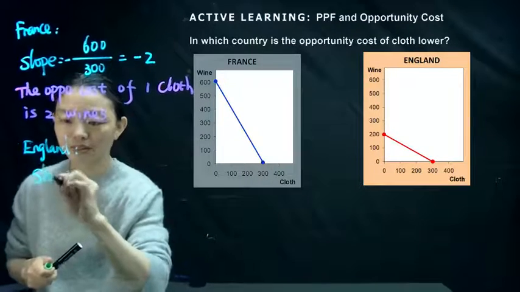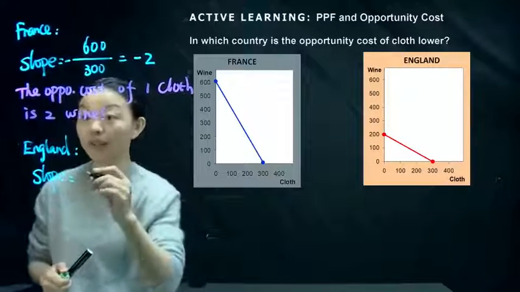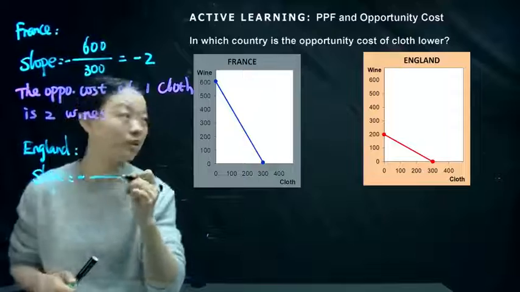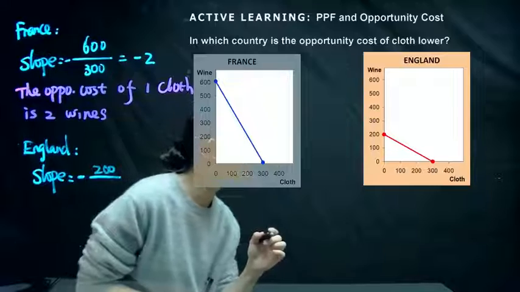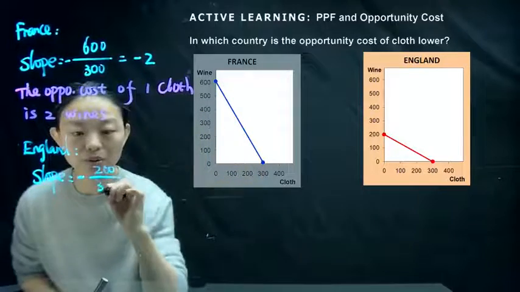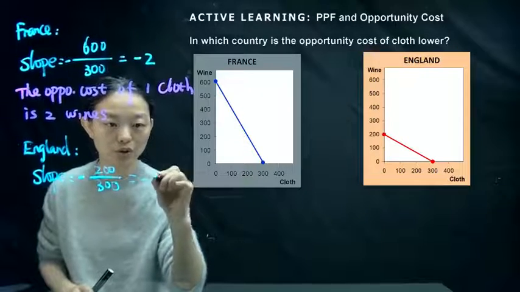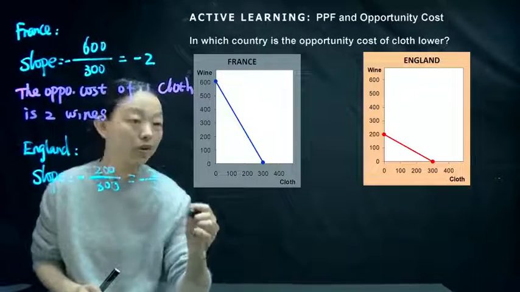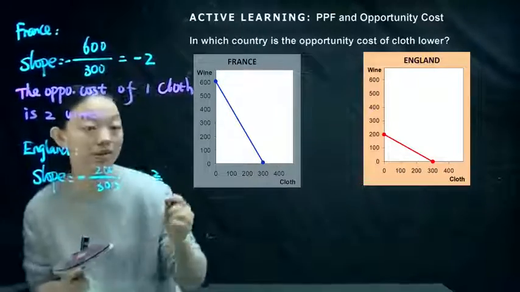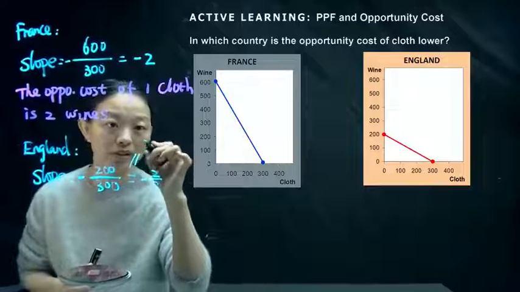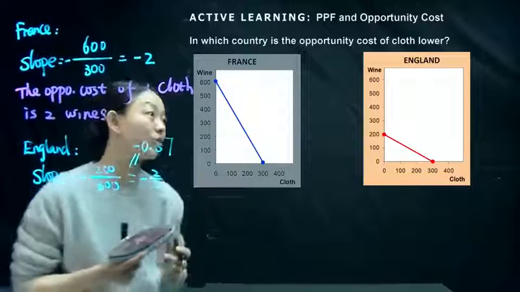Similar, okay, get the slope. So the slope will equal rise over run, but we need to put a negative sign because it's downward sloping. So we have 200 units of wine and then 300 units of cloth. Okay, so negative 2/3. You can just use your calculator to get this number, equal to negative 0.6. I just put 0.67.